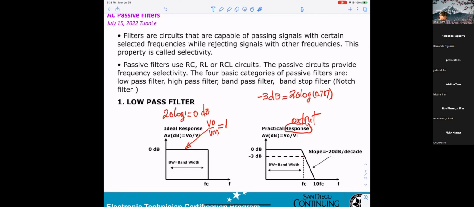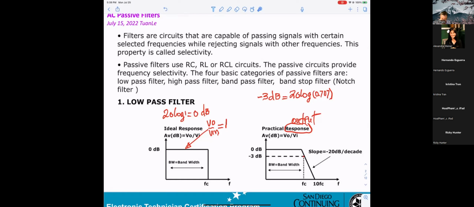Then the output will keep going down with a slope of 20 dB per decade. What does that mean? That means for every 10 times increase in frequency past the cutoff frequency, we will see a 20 decibel decrease in the practical response. A decade is 10. They're telling you it will go down at minus 20 dB per 10 times fc.